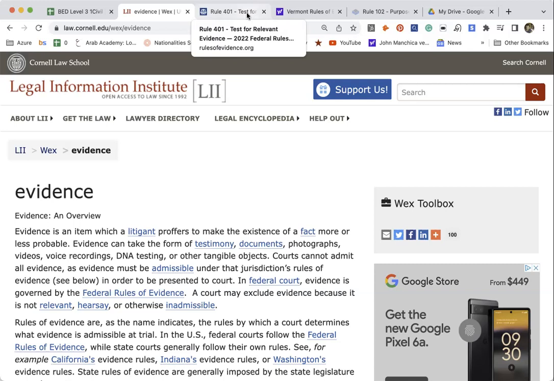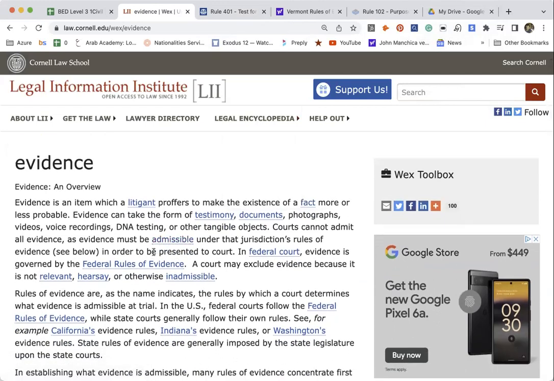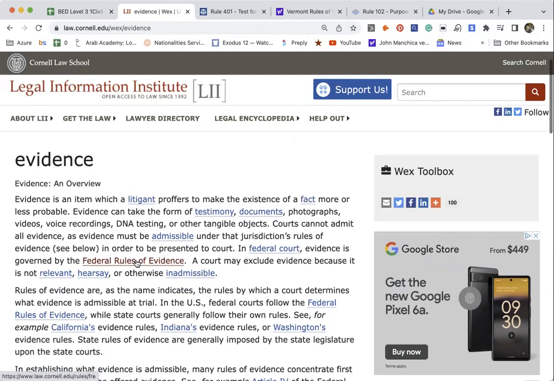So let's talk about what evidence is. Evidence is an item which a litigant proffers to make the existence of a fact more or less probable. Evidence can take the form of testimony, documents, photographs, videos, voice recordings, DNA testing, or other tangible objects. Courts cannot admit all evidence, as evidence must be admissible under the jurisdiction's rules for evidence.